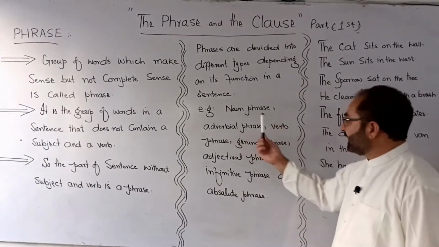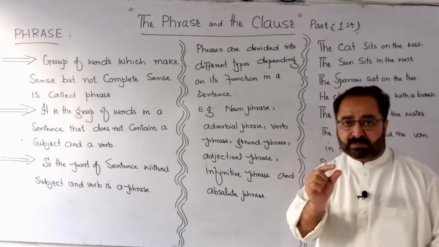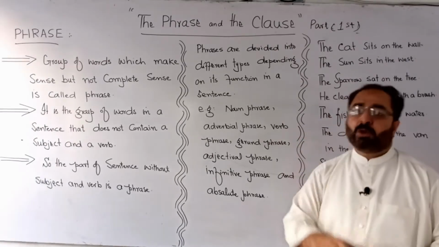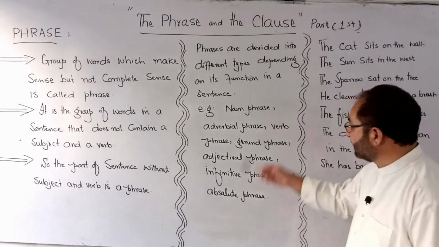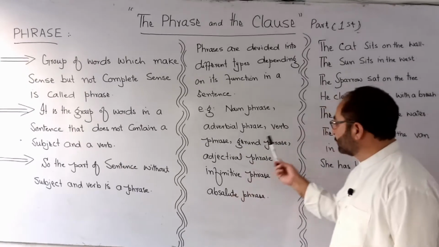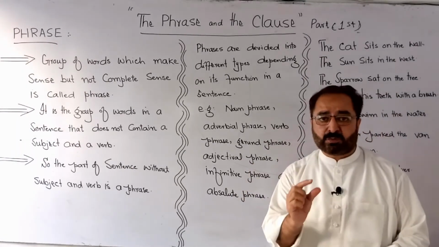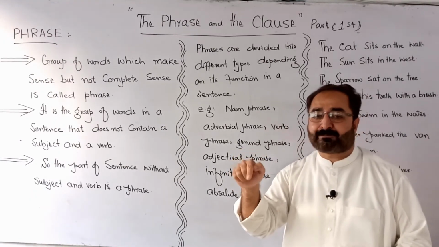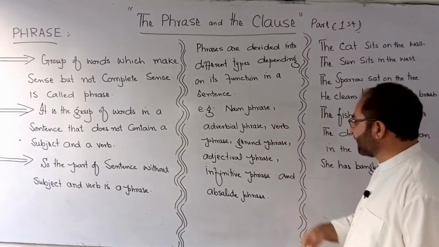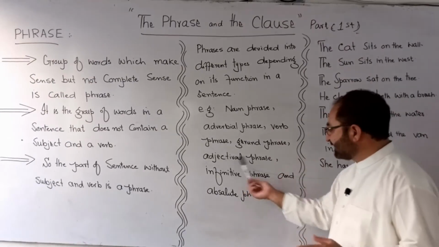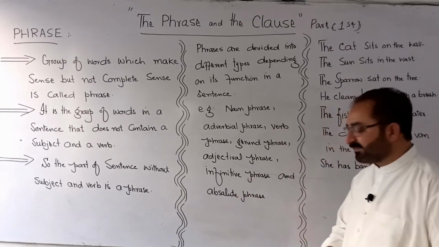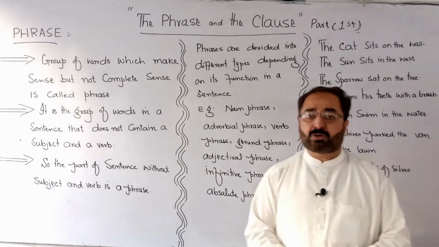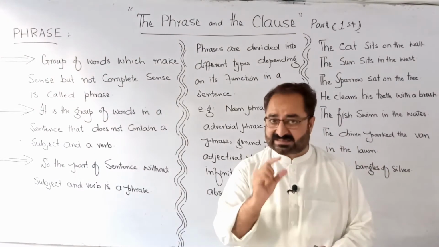So for example, a noun phrase: if there is a group of words with no subject and no verb, and there is the use of a noun, we may say that this is a noun phrase. Adverbial phrase, as I told you. Verb phrase: if there is a group of words with no subject, but a verb form is being discussed, we say this is a verb phrase. And the same is the gerund phrase, adjective phrase, infinitive phrase, and sometimes the absolute phrase. This is about how we come to know about a phrase in a sentence.